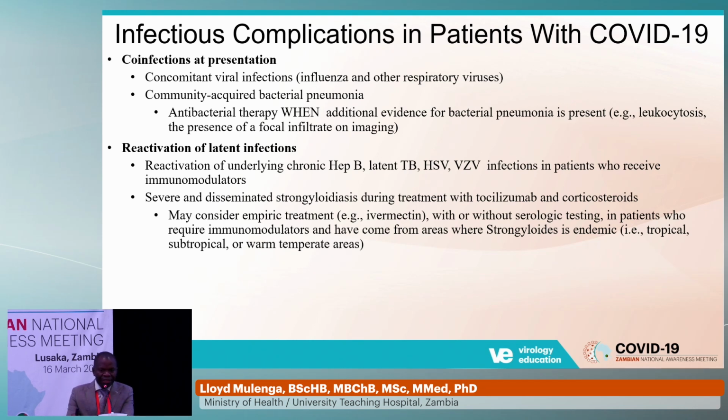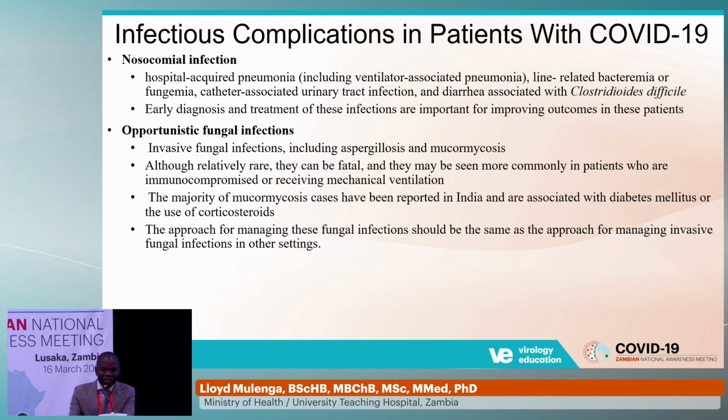And you have seen that some people routinely even use ivermectin because of the high risk of strongyloides in patients that are treated with tocilizumab and also the steroids. So it's not for treating the COVID, but to treat strongyloidosis in patients that may come from the endemic regions and also that may live in endemic regions. Now, this is not routinely done in all the centers, but I know there are some centers which routinely give ivermectin because of that high risk as well.